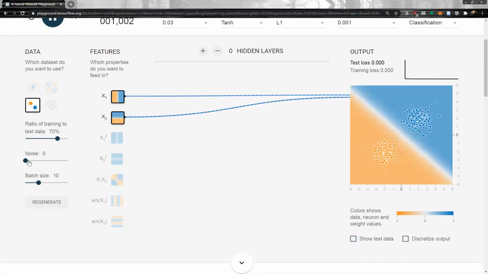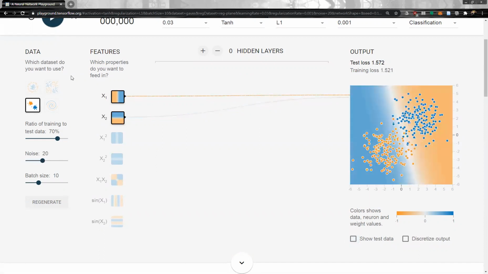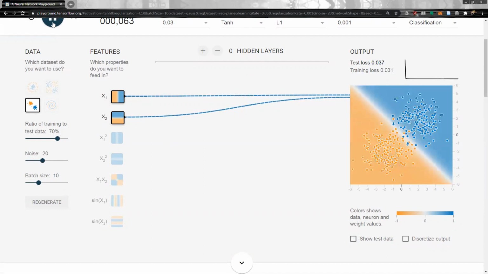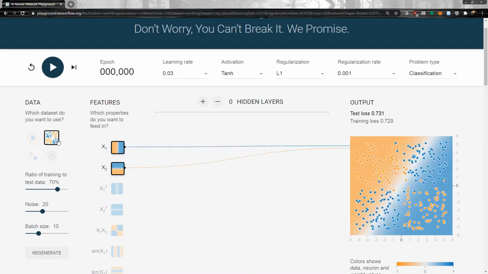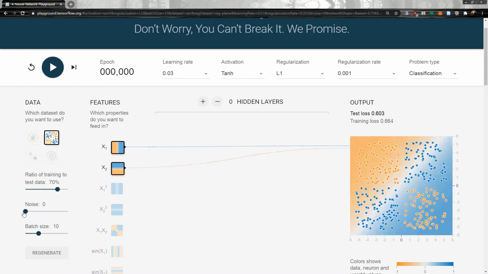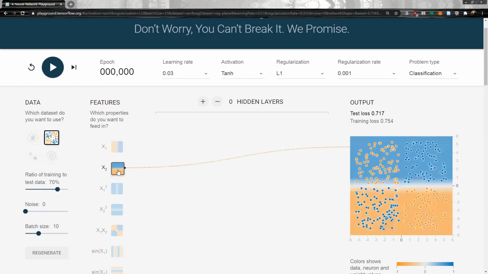Let's increase some noise this way. Let me see. Still, it is a reasonable classification. Okay, reasonable classification. Good. Now let's use a different data set. This data set. Wow. Let me use zero noise.